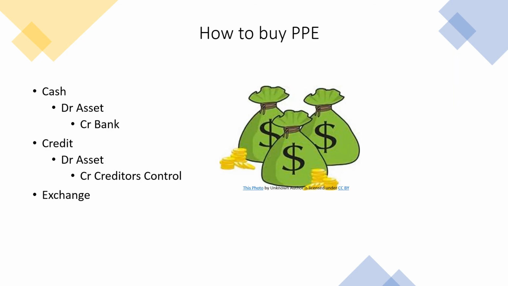So there are three ways in which we can acquire PPE. The first way is to buy it with cash, in which we would debit the asset account and credit the bank account, because our cash drops and we buy an asset. We can also buy it on credit, where we would debit the asset account and credit creditors' control, being a liability. We can also purchase or acquire an asset via an exchange transaction.